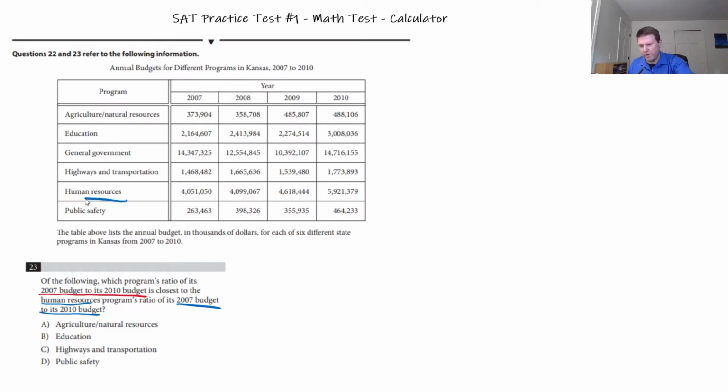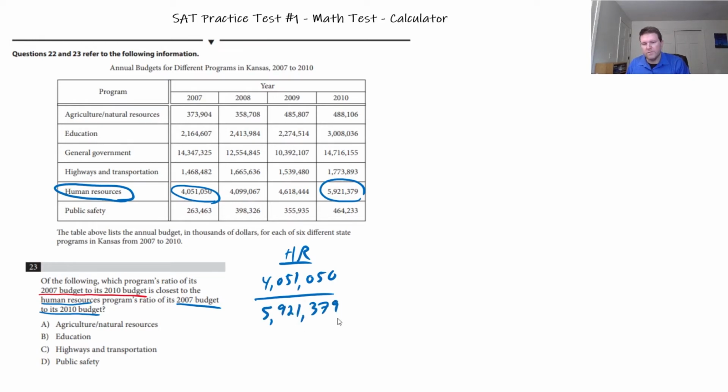Okay, so if we head over to human resources, 2007 to 2010, so I'm just going to calculate that out here. 2007 is 4,051,050, and then 2010 is 5,921,379. So you're going to calculate this out, and you'll end up with 0.68 when you divide those. This is the decimal that you're looking for. You're wondering which one of these is going to end up as close as possible to 0.68, right?